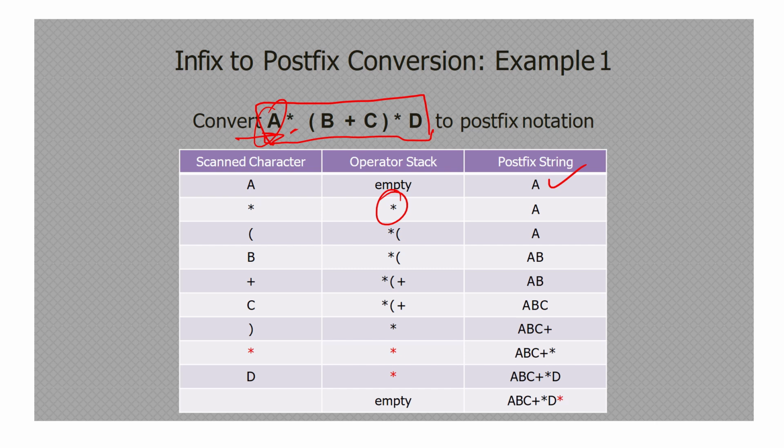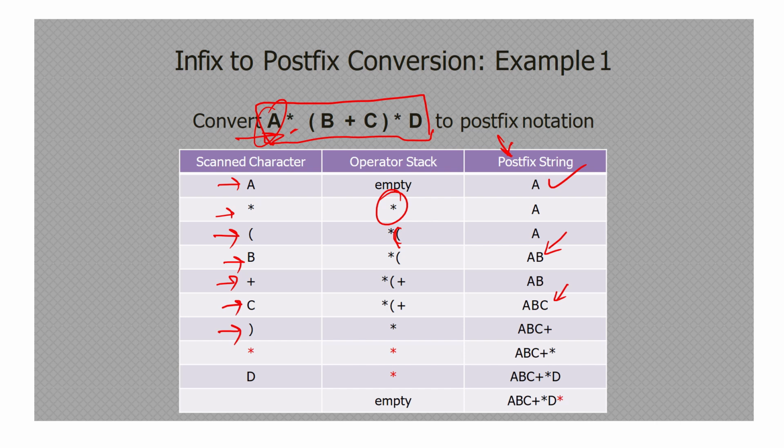I told you that one is the operand stack and the other is the operator stack. That operand stack is nothing but the postfix string only. So when star comes up, it is put into the operator stack. Then the third character is scanned. This round bracket is put into the operator stack. When B comes up, B is pushed into the postfix string. When plus comes up, plus is pushed into the operator stack. C comes up, C is pushed into the postfix string.